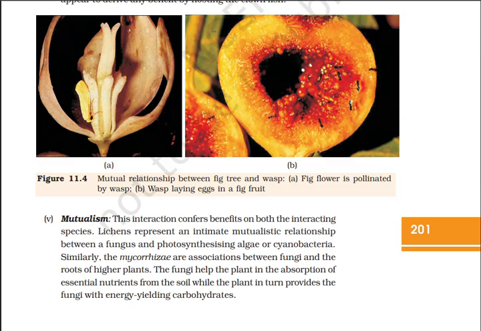Fifth is mutualism. This interaction confers benefits on both the interacting species. Lichens represent an intimate mutualistic relationship between a fungus and photosynthesizing algae or cyanobacteria. Similarly, the mycorrhizae are associations between fungi and roots of higher plants. The fungi help the plant in absorption of essential nutrients from the soil, while the plant in turn provides the fungi with energy-yielding carbohydrates.